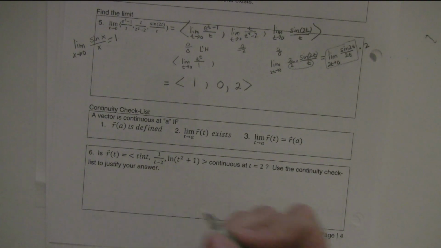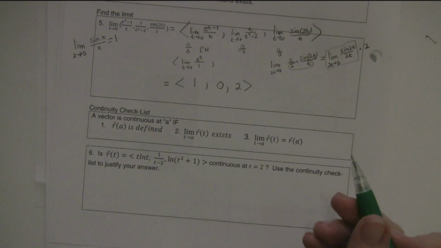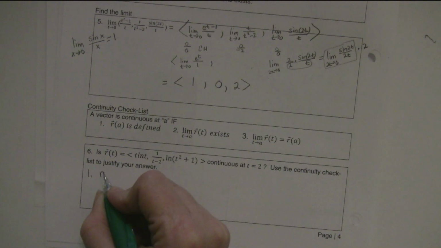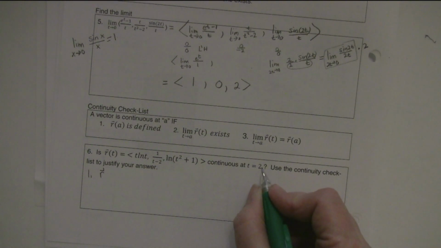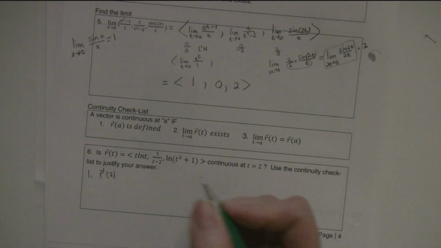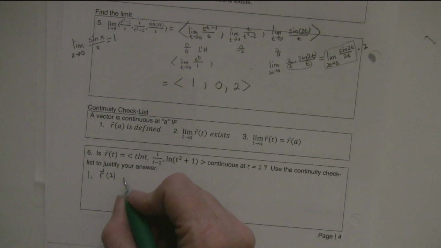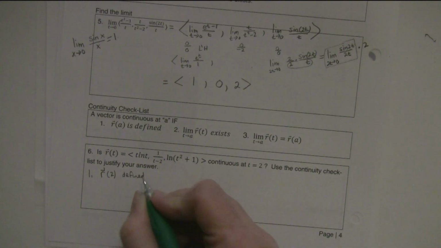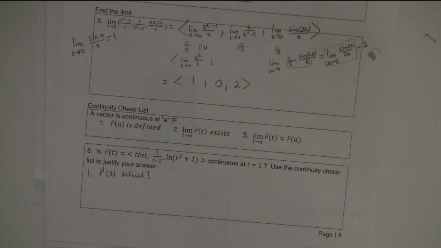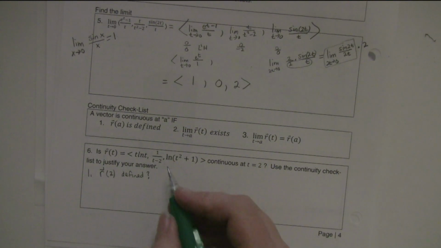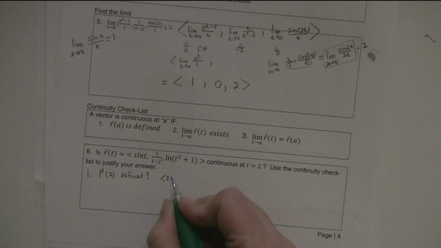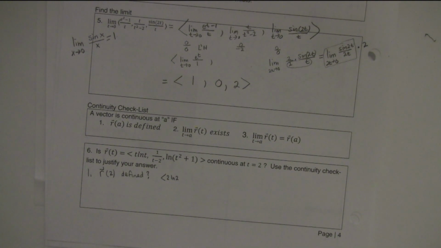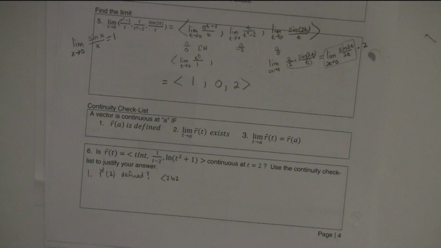The first thing we would check, it says use the continuity checklist to justify your answer. So number 1: is the vector evaluated at 2 defined? So 2 natural log of 2, sure. Natural log of 2 is around 0.7 or something like that. It doesn't matter. We'll say it's good.